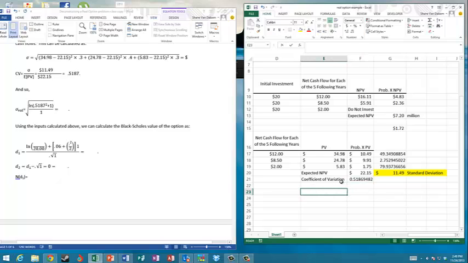So our volatility is equal to the square root of the natural log of the coefficient of variation squared plus 1, divided by 1. So it's 0.48812.